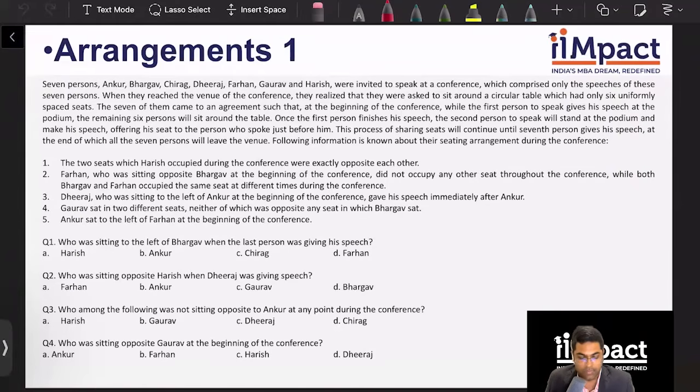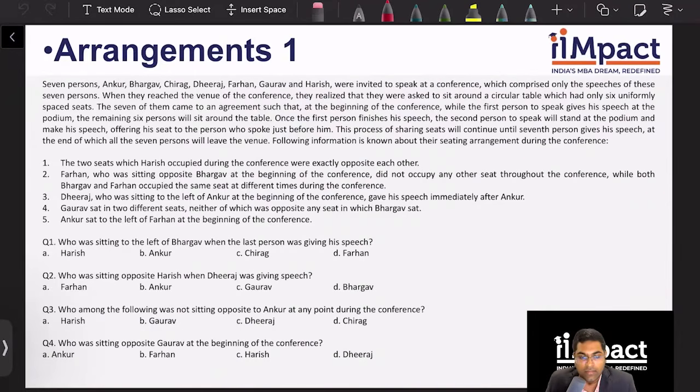So set number one starts with seven persons A, B, C, D, F, G, H who were invited to speak at a conference which comprised only the speeches of these seven persons. When they reached the venue, they saw there was a circular table. So clearly, this is a circular arrangement set, right? Let's see what the set tells us further. The table had only six uniformly spaced seats. So there were seven people, only six seats.